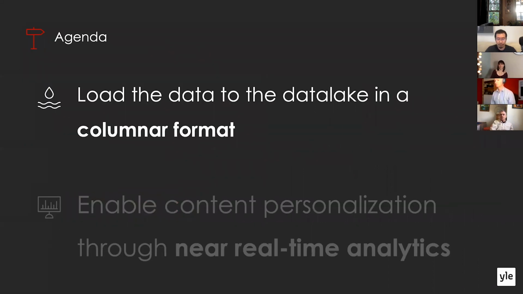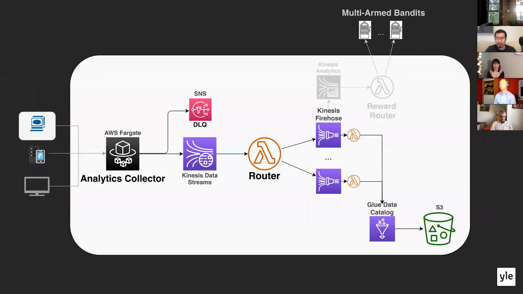So let's return once again to our agenda. We wanted to load the data to a data lake in a columnar format. So far, we have got all the requests, we batched them, we sent them to a Kinesis stream, and then we have a Lambda function reading from that stream. The Lambda function is called the flow-through Lambda, and what it basically does is route different events to different destinations.